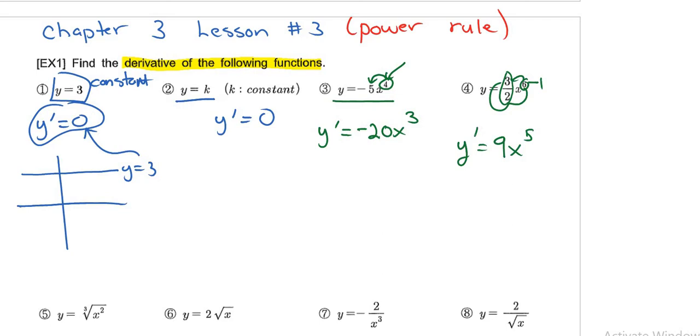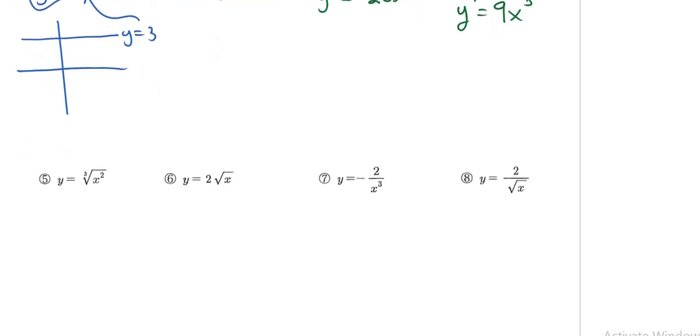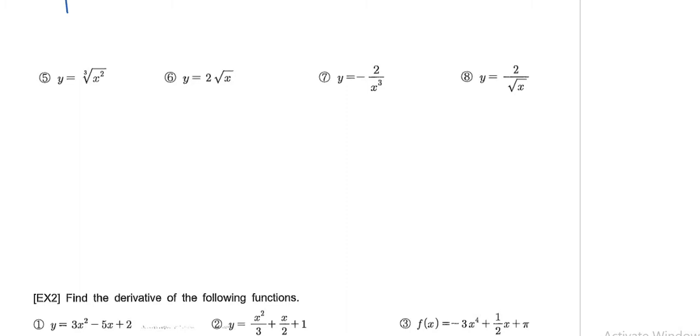Okay, let's move on to a few other questions here. Question number 5, 6, 7, and 8. For question number 5, I recommend you rewrite this in terms of a power. So rewrite this radical in terms of an exponent here. So this would be x to the 2/3. And once you write the question like that, then it's pretty easy to apply the power rule. So this guy will come to the front. So that's 2 over 3 x. And then you subtract 1 from the exponent. So 1 is the same thing as 3 over 3. So 2 minus 3 is going to be negative 1/3.